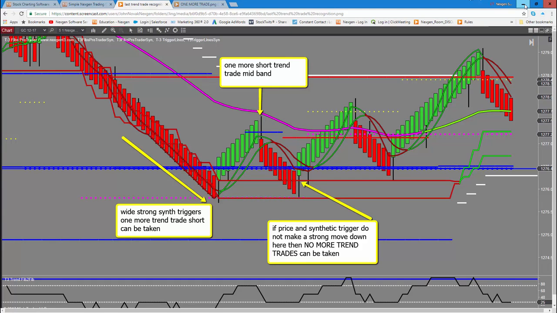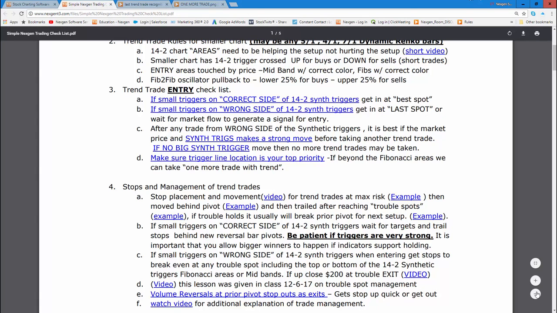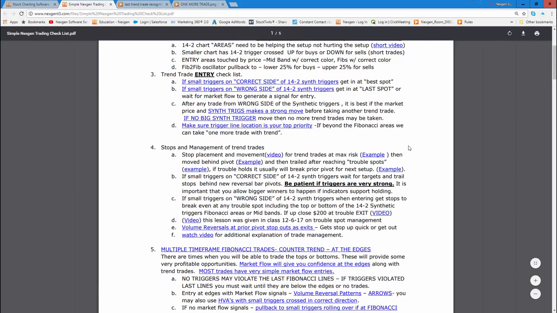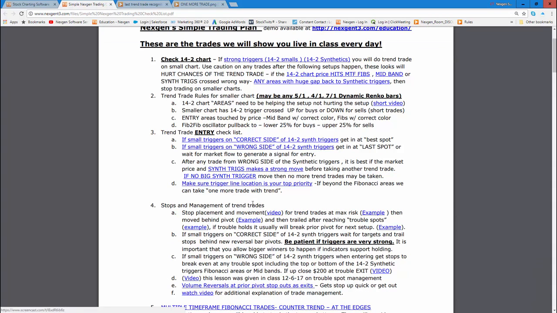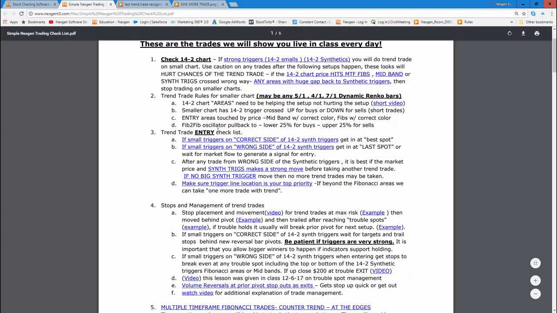So what I'm going to do is show you guys all of the trades from the day today. Again, just keeping in mind, we're going to do a real simple version. Number one, we'll get in at multiple time frame fibs with a reversal bar in our market flow, or trend trades at the best spot if we can get them. If not, we'll use our market flow reversal bar as an entry.